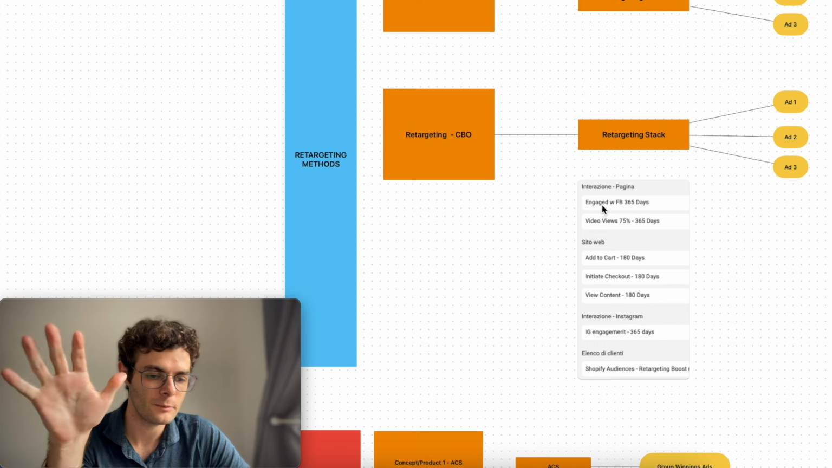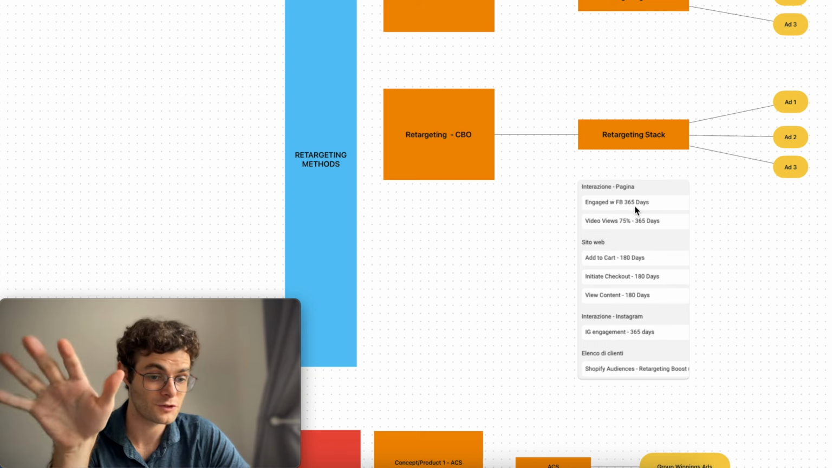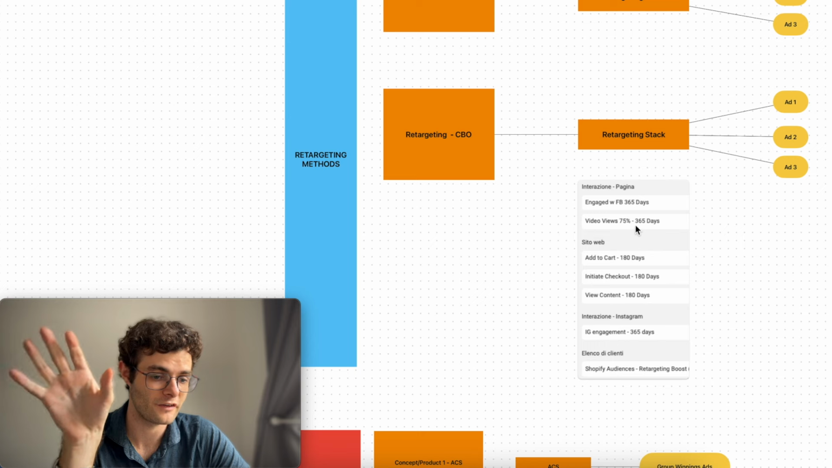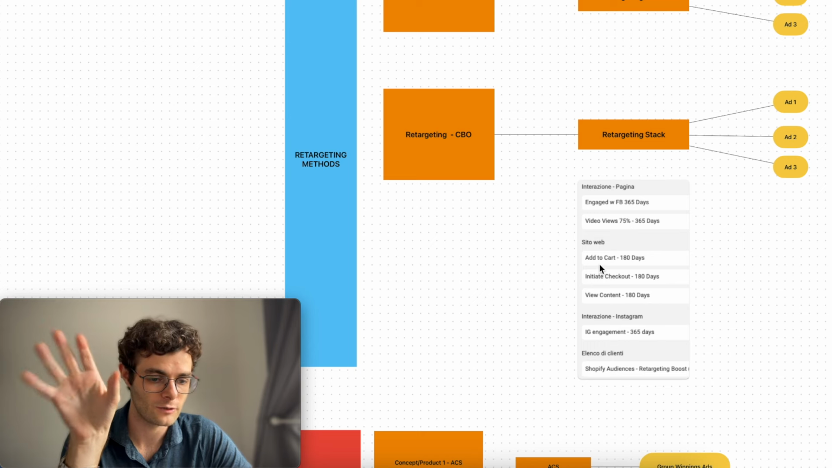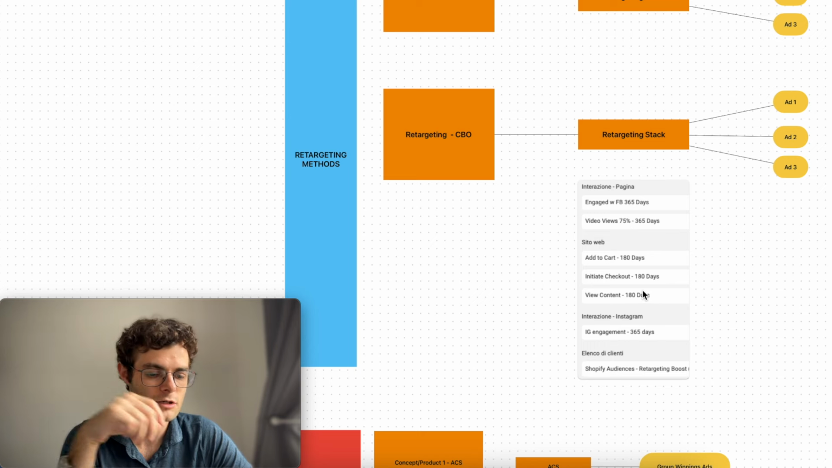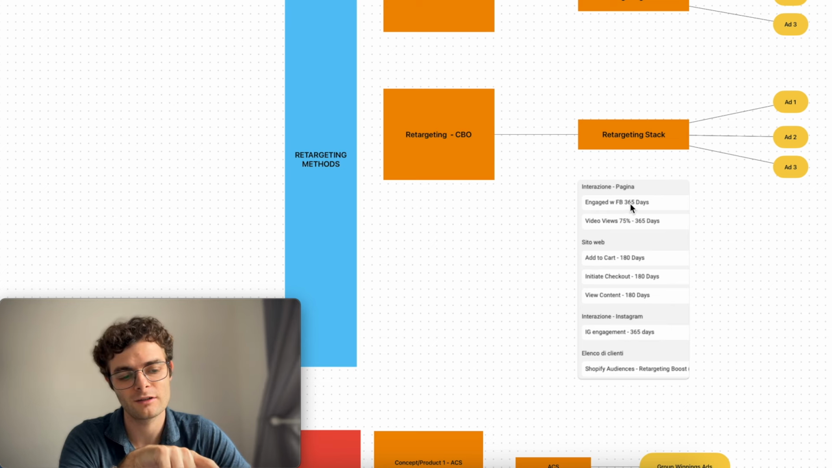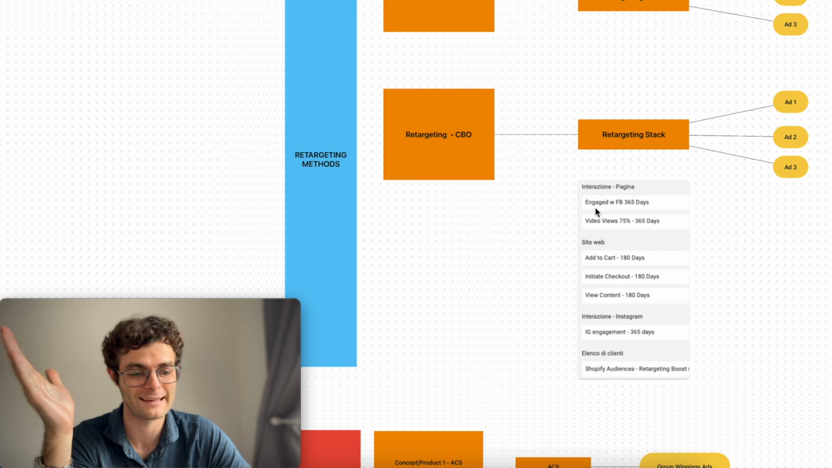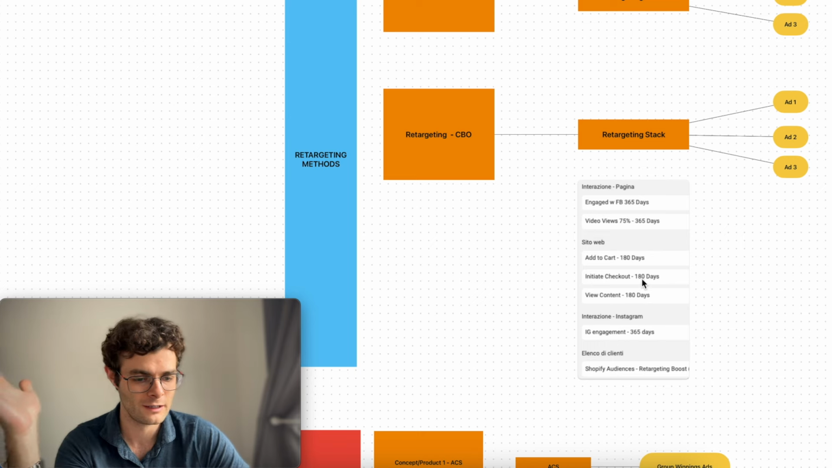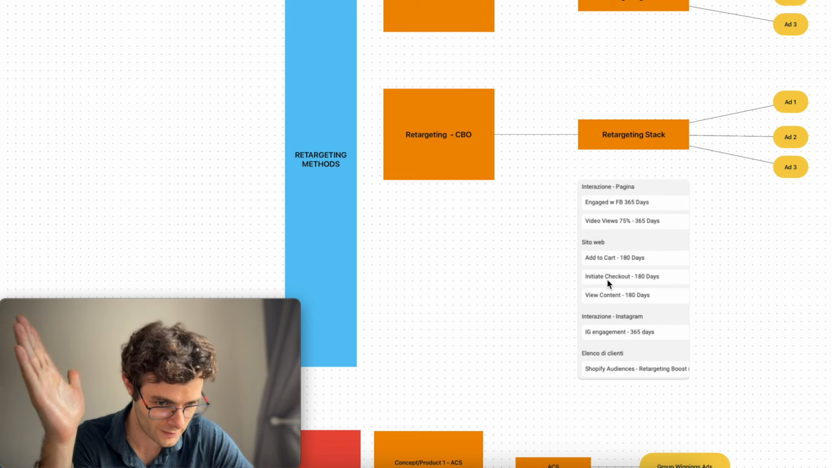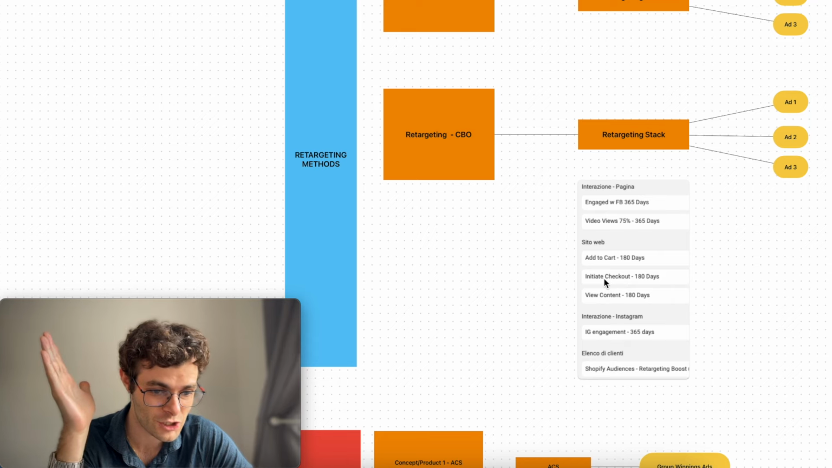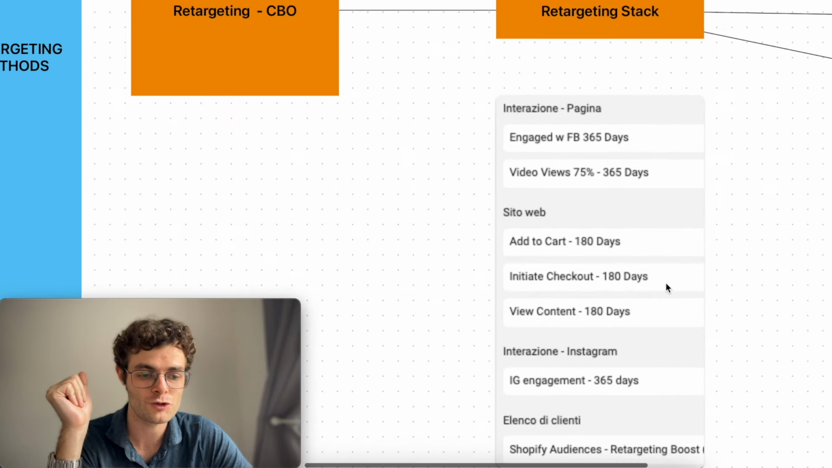So like people that engaged with us in the last 365 days, video viewers 75%, 365, and add to cart 180, right? And so one thing to note here is, as you can tell, with 365 we're retargeting people that essentially engaged with our Facebook for the entire year. For this other example, we're retargeting people that initiated checkout in the last 180 days.